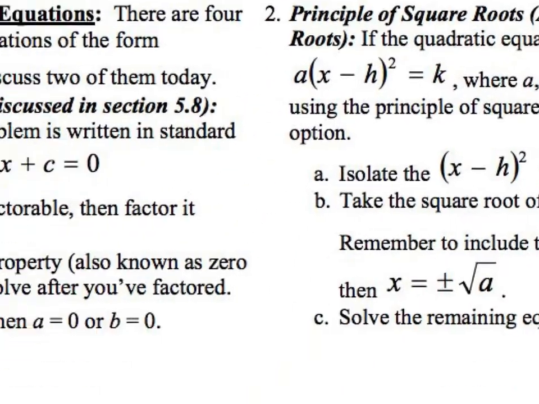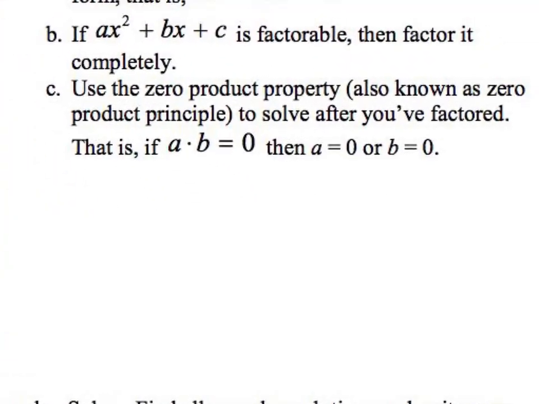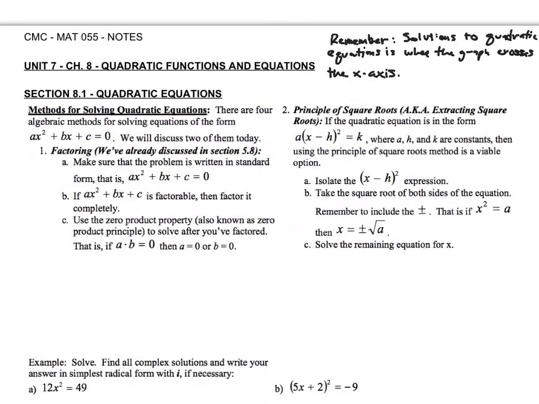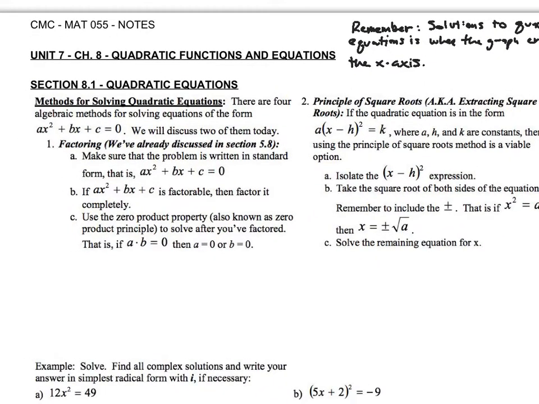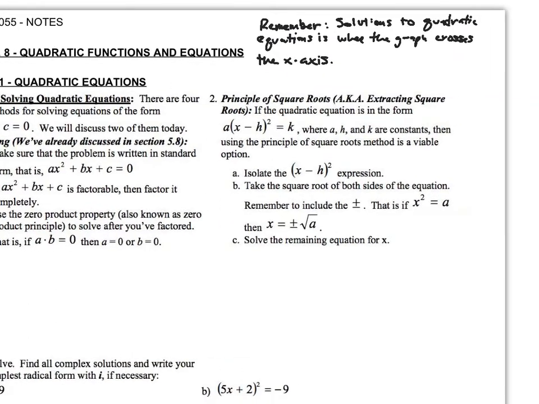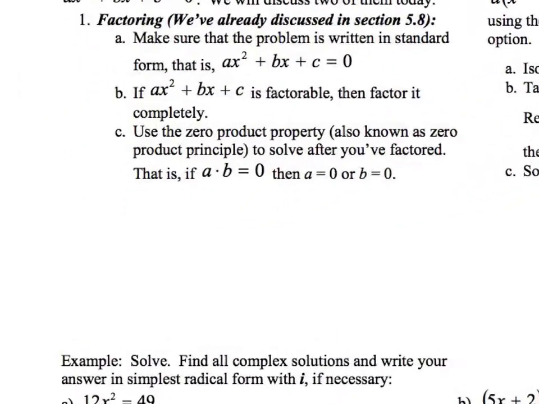But the first thing I want to do is this. Let's take a look at these two options for solving quadratic equations. The first thing we want to look at is, can we factor the quadratic? Can we factor the quadratic and set each of those binomials equal to 0 and solve? That's what we did in section 5.8. But what we're going to start using in this section is this thing called a principal square root. Let me go over what that looks like.